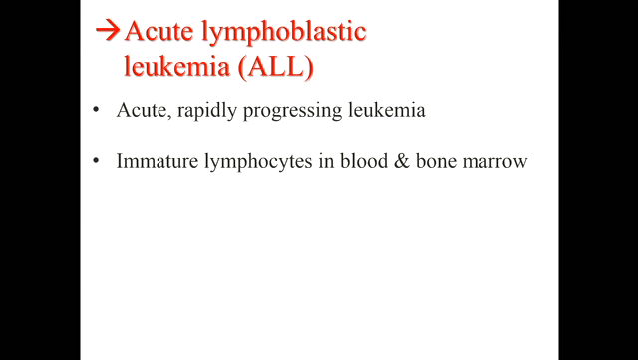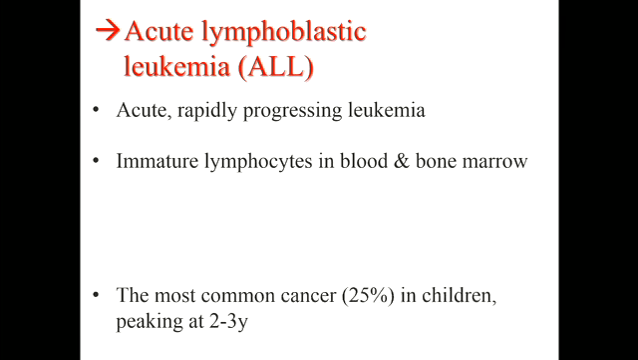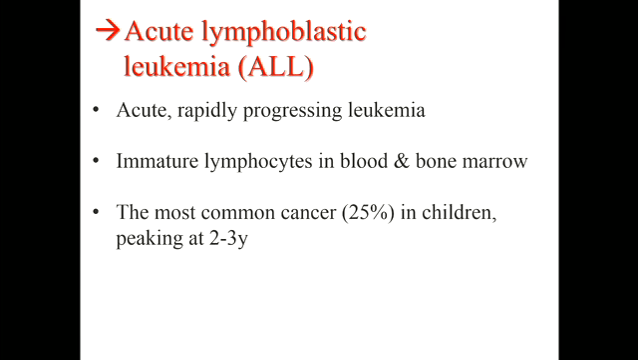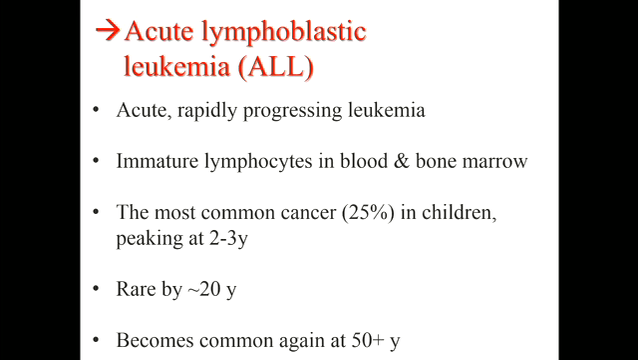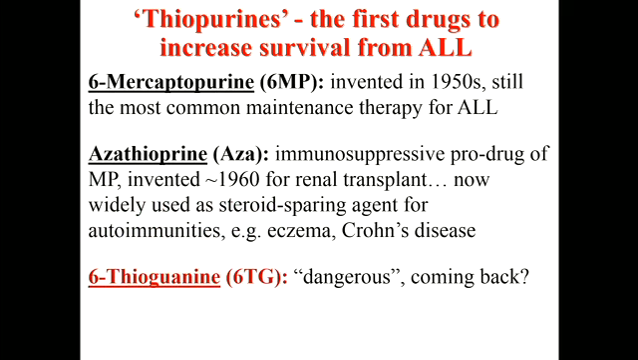It produces immature lymphocytes in the blood and bone marrow. As a result, you don't have enough red cells. It's the most common cancer in children, peaking at about 2 to 3 years, and it becomes rare by your teens, and then it becomes common later on.